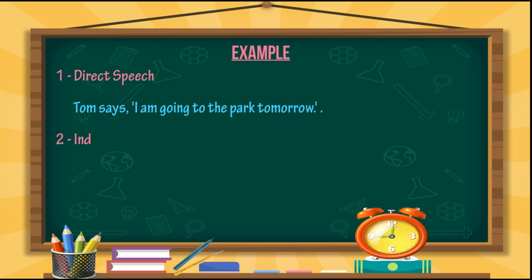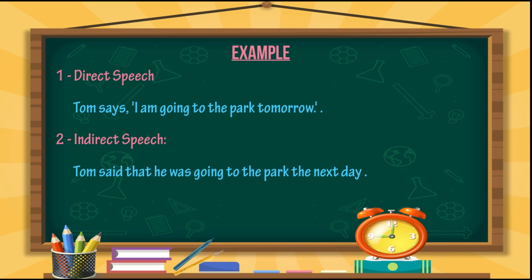Example 2: Indirect speech. But what if we want to report what Tom said without using his exact words? In indirect speech, we change the sentence. We say, "Tom said that he was going to the park the next day." See how we changed am to was because the event is in the past? We also change tomorrow to the next day because we are reporting what was said at a later time.